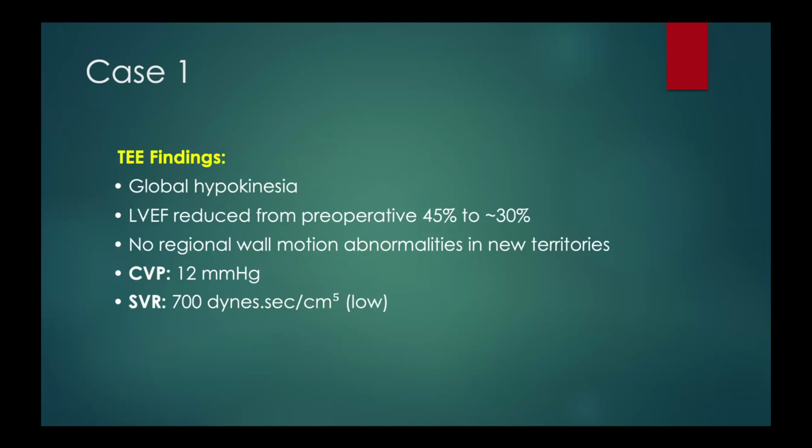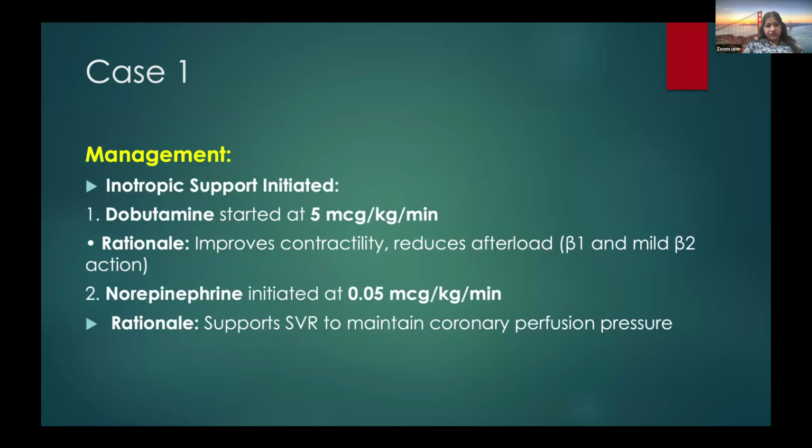What we can see in our transesophageal echocardiography is a global hypokinesia, and the left ventricular ejection fraction that was previously 60% reduced to around 30%. There are no regional wall abnormalities in new territories or in the territories which have been grafted. Now the CVP is increased to 12 millimeters of mercury with the SVR around 700 dynes per second per centimeter to the fifth, that is a low SVR.